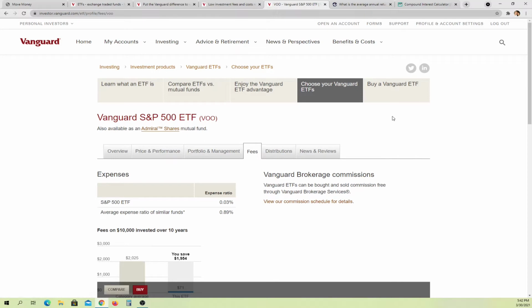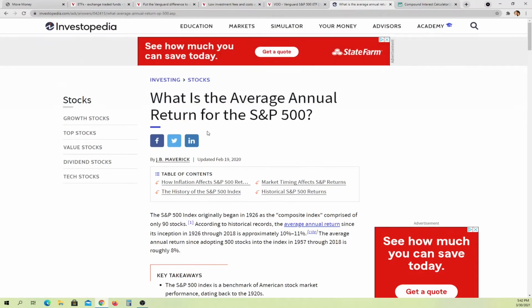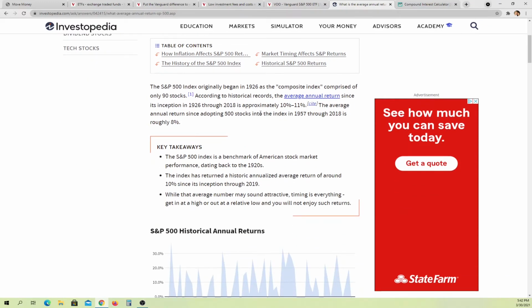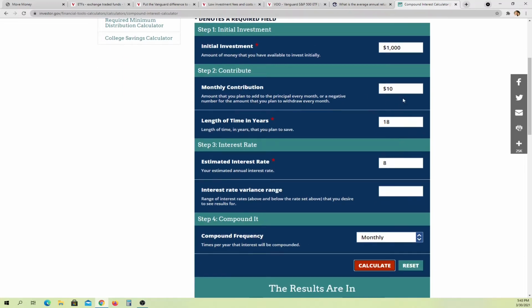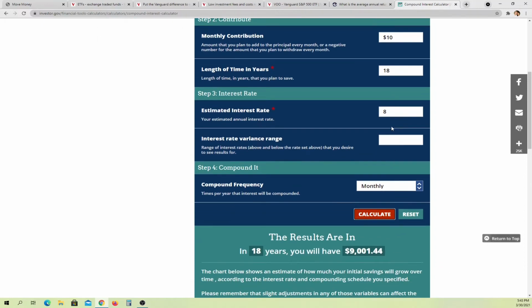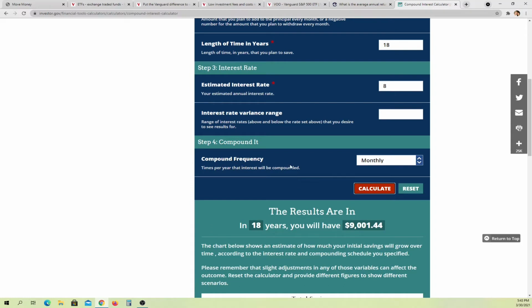Okay. Now, on to a little calculation that I've done. The average annual return of the S&P, more or less, has been around 10 to 11%, roughly 8%. So go into a compound interest calculator website. You put an initial investment of $1,000 in the account with a monthly contribution of just $10 a month, and you could put any amount that you want. I prefer to set it up automated, where it automatically drafts it out of your account once a month or twice a month. Length of time, 18 years for your kid to grow up, and they usually go to college when they turn 18, 19. And we're going to say the estimated interest rate is 8%, because of the 8% return of the S&P 500. Compound frequency, we're going to leave it monthly.